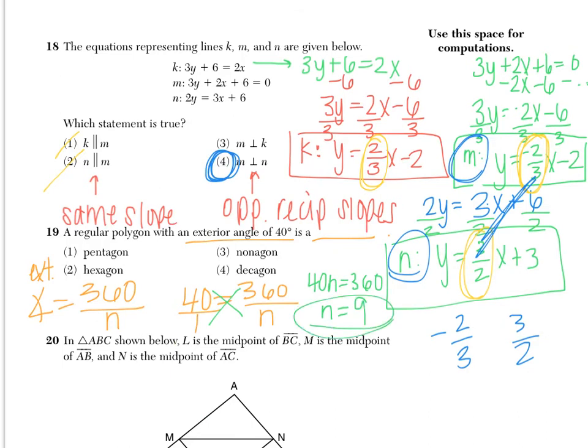Now, this n means the number of sides, but we have to go back through our choices to figure out which one has 9 sides. Pentagon always has 5, hexagon has 6, nonagon has 9, decagon has 10. So we're left with choice 3.